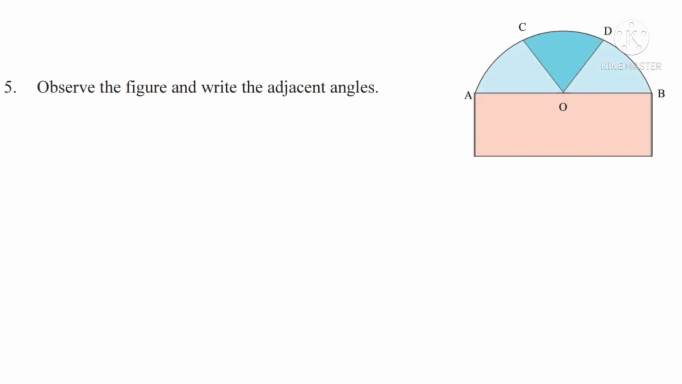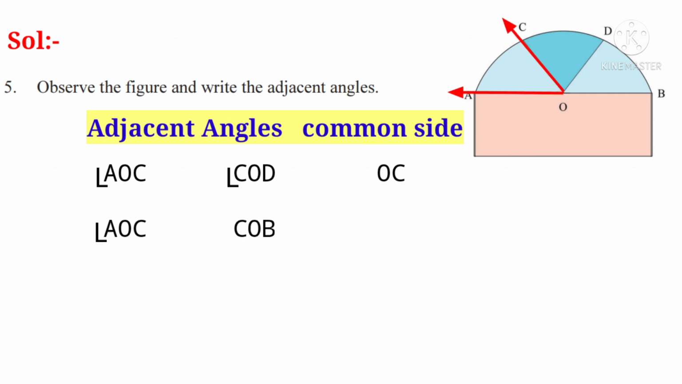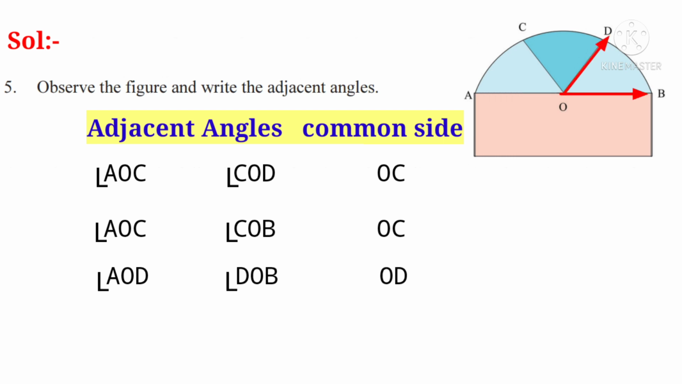Now fifth problem. Observe the figure and write the adjacent angles. Solution. Adjacent angles and common side. With common side OC, angle AOC and angle COD are the adjacent angles. With common side OC, angle AOC and angle COB are the adjacent angles. With the common side OD, angle AOD and angle DOB are the adjacent angles. With the common side OD, angle COD and angle DOB are the adjacent angles.